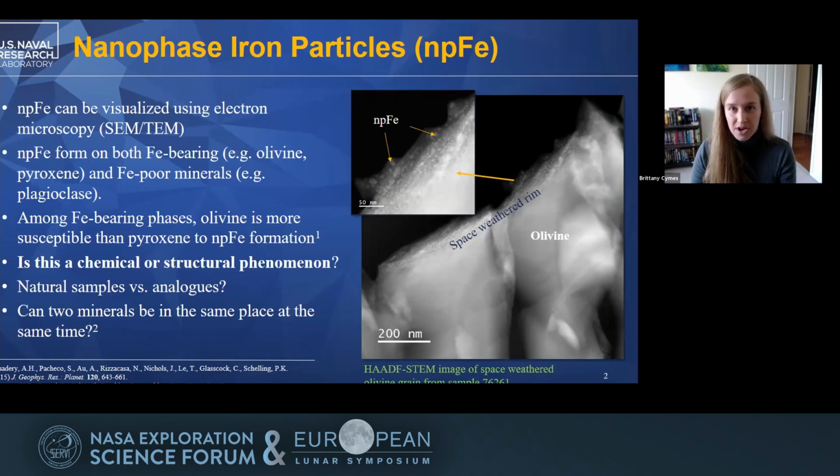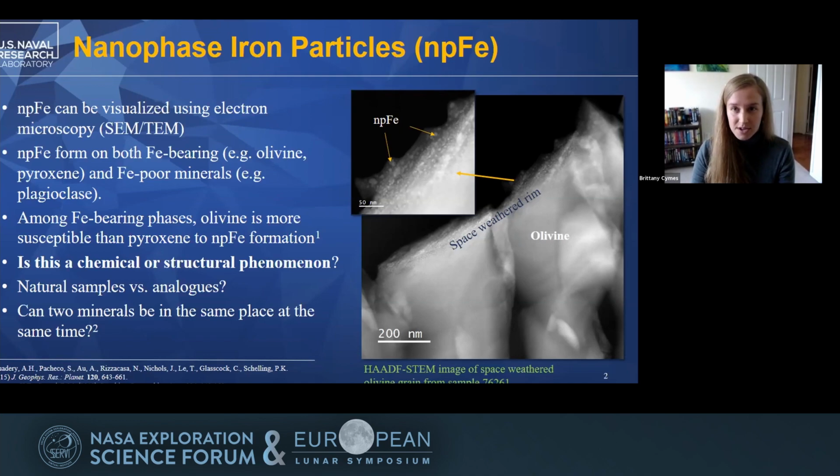So these particles have been found in the space weathered rims of both iron bearing and also non-iron bearing phases due to a combination of effects that elicit their development both in situ and ex situ. That's a separate talk. Today, I want to talk about the iron bearing phases specifically.